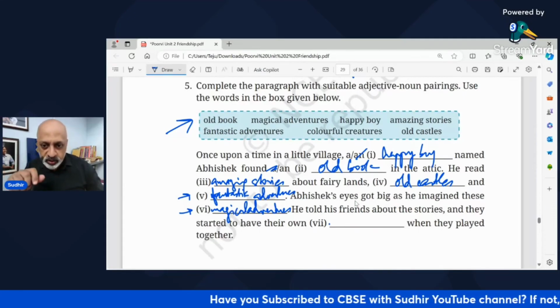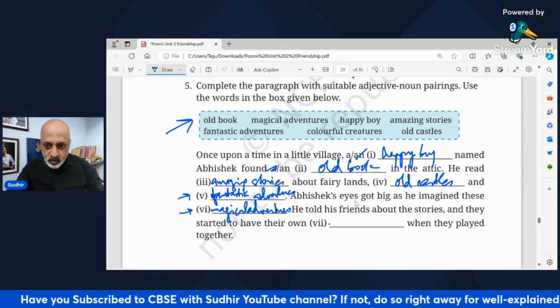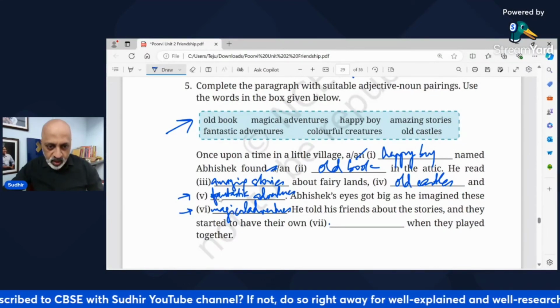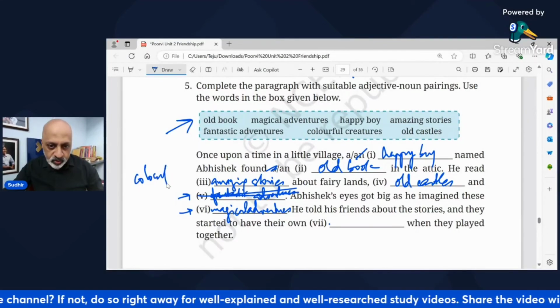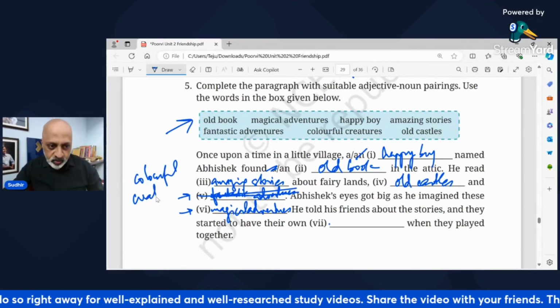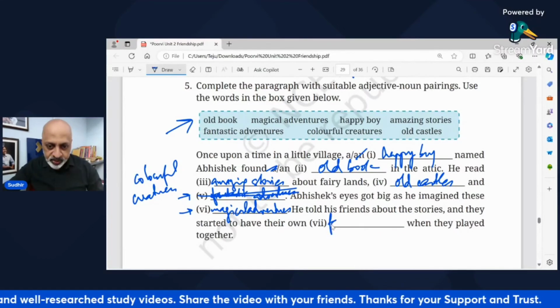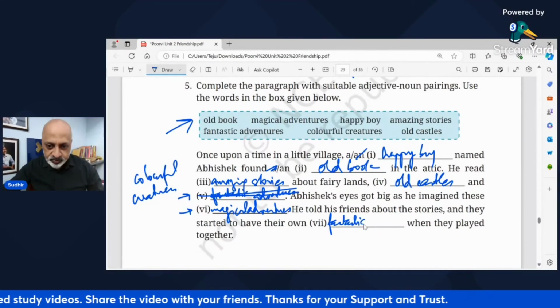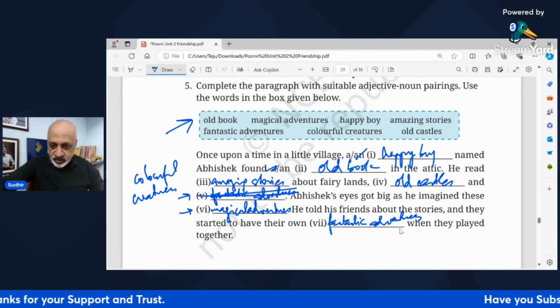एक मिनट, colorful creatures कहाँ है? ये यहाँ पे गलत हो गया, सॉरी. ये यहाँ पर होगा colorful creatures. Sorry. And they have their own fantastic adventures when they play together. Okay, ये ठीक कर लेना.